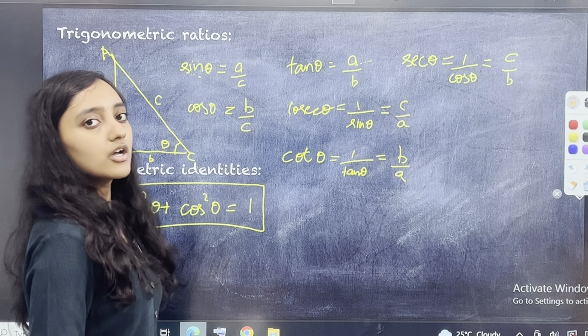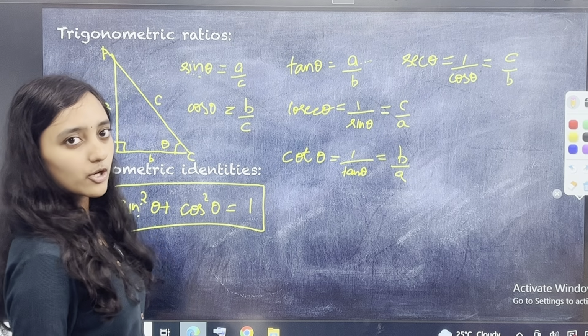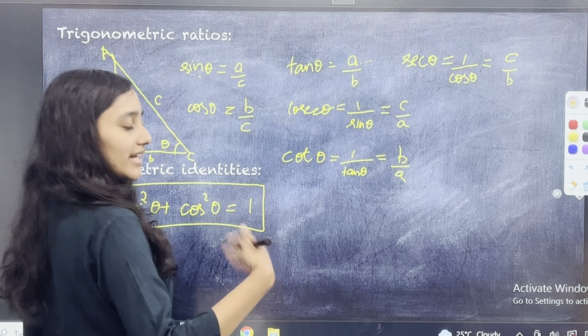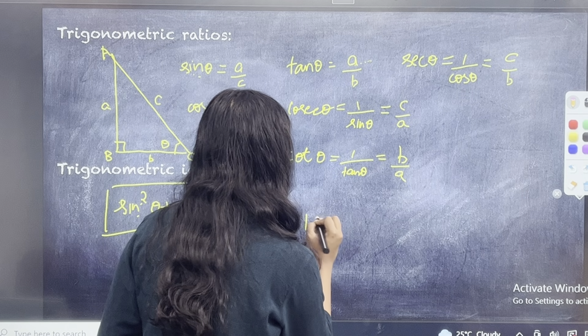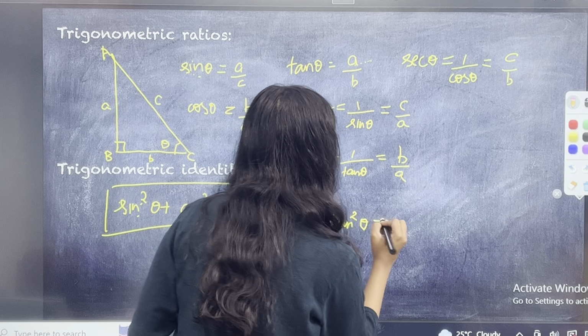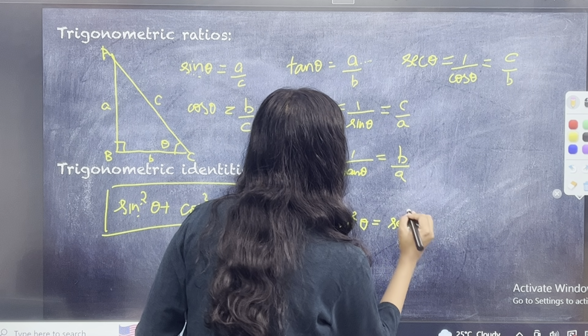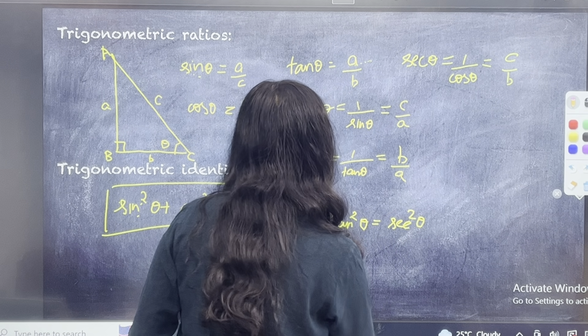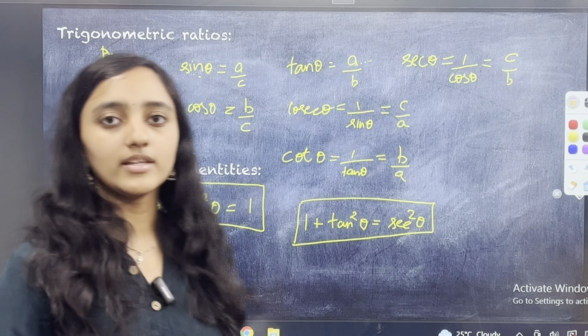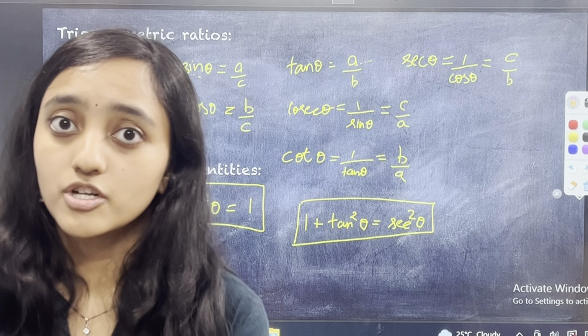Most of the time, your proof wala equation will be based on this. Sin square theta plus cos square theta is equal to 1. Your next identity is 1 plus tan square theta is equal to secant square theta. That is your second trigonometric identity.